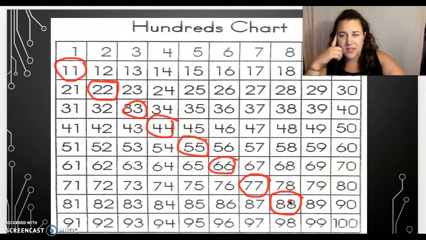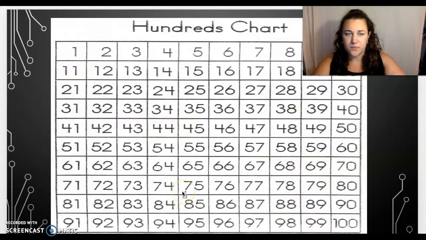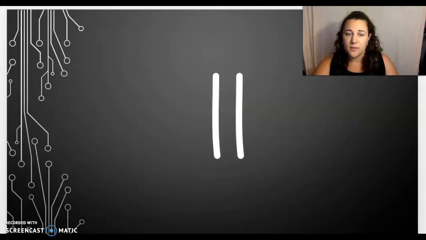Now can you make a guess? What do you think my next number is going to be? I see 1, 1, 2, 2, 3, 3, 4, 4, 5, 5, 6, 6, 7, 7, 8, 8, and it's kind of going in a diagonal. Well, if you guessed 99, you were correct. Awesome job, friends. So that's how we use a number chart to find our multiples of 11.